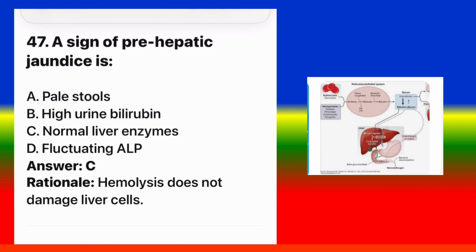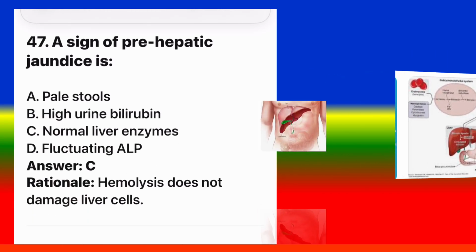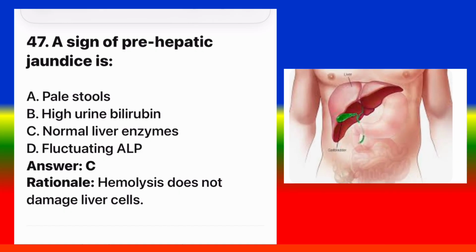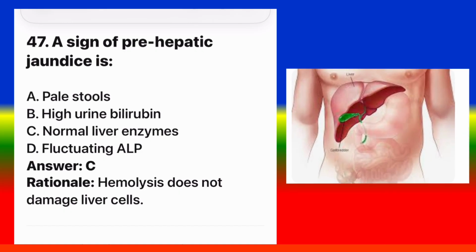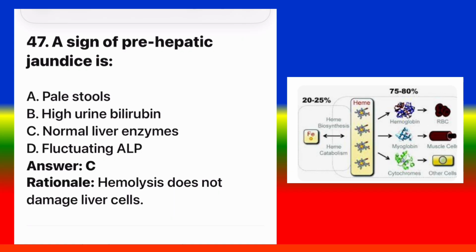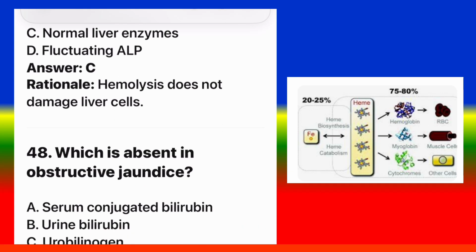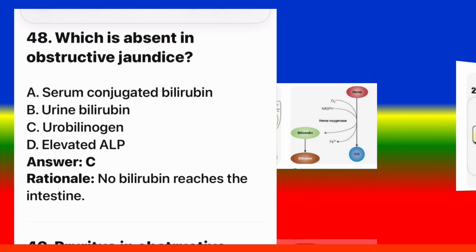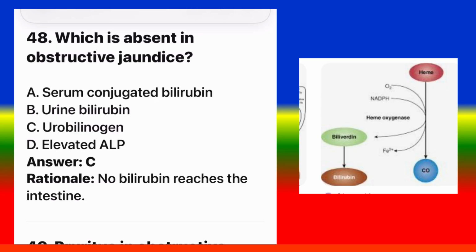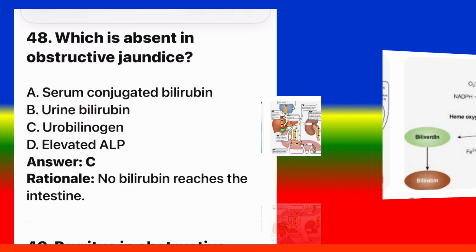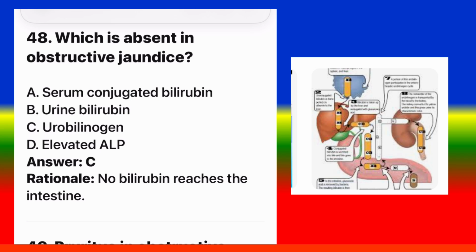47. A sign of prehepatic jaundice: A. Pale stools, B. High urine bilirubin, C. Normal liver enzymes, D. Fluctuating ALP. Rationale: hemolysis does not damage liver cells. 48. Which is absent in obstructive jaundice? A. Serum conjugated bilirubin, B. Urine bilirubin, C. Urobilinogen, D. Elevated ALP. Answer C. Rationale: no bilirubin reaches the intestine.